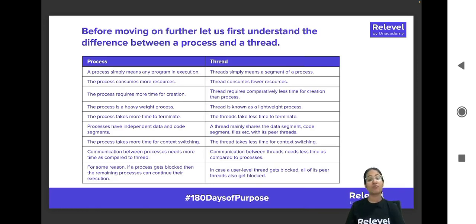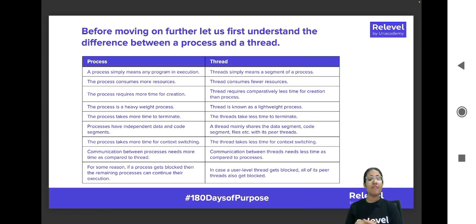The process takes more time to terminate, whereas the thread takes less time for creation, and it takes less time for termination as well. Next, processes have independent data and code segments. Each and every process will have separate memory, separate data, and separate code segment. Whereas for a particular process there can be multiple threads, and all the threads share the data segment, the memory, and the code segment files with their peer threads.